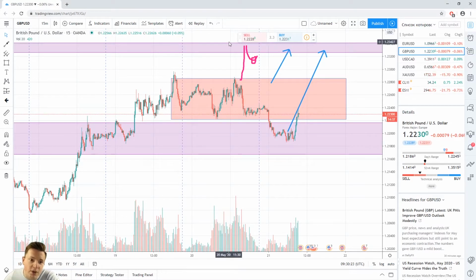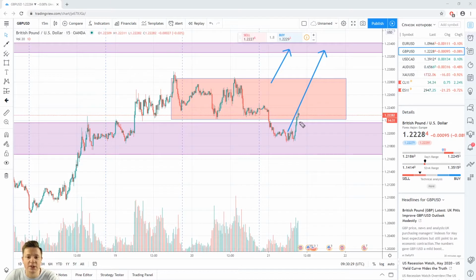My second scenario was the price should form a false breakout of this micro consolidation, and when price formed a false breakout of this consolidation, it will be my entry point. As you can see right now, price formed a false breakout of this consolidation. Also this false breakout with a volume spike. It's a pretty bullish signal.